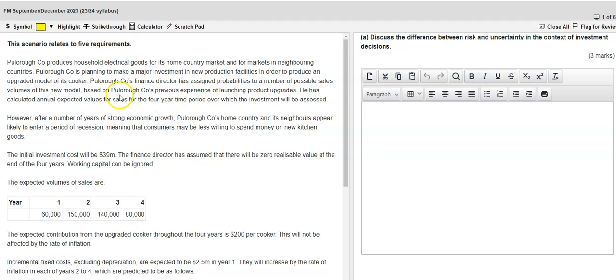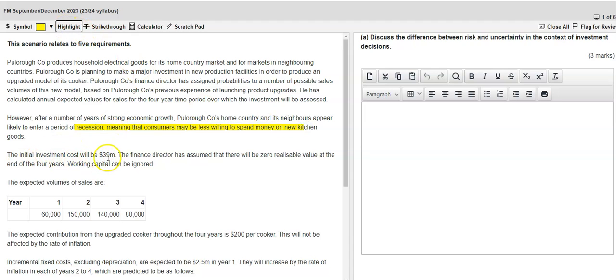So this company finance director has assigned several probabilities. He has calculated annual expected values for sales for the 4-year time period over which the investment will be assessed. However, after a number of years of strong economic growth, P company home country and its neighbors appear likely to enter a period of recession, meaning that consumer may be less willing to spend money on new kitchen goods. So this is the risk you can face in future.